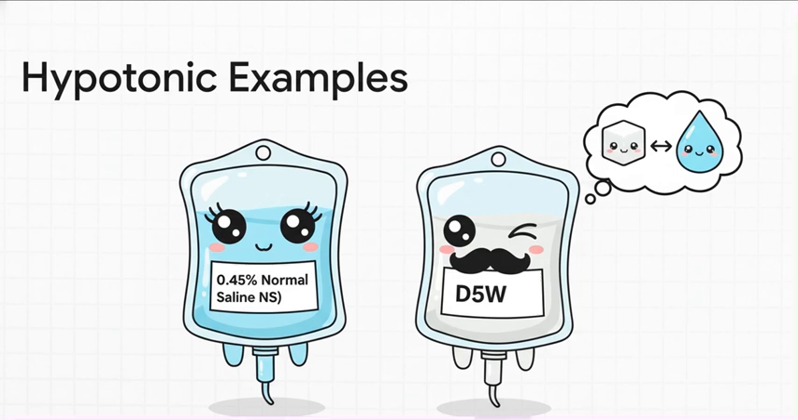D5W. Now listen close. D5W actually starts out isotonic in the bag, but once you infuse it, the body eats up that sugar, the dextrose, right away. And what's left behind? Just water. So it acts as a hypotonic solution inside the body.